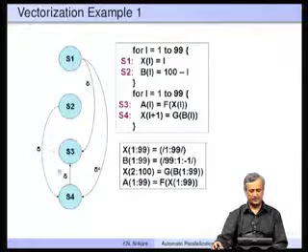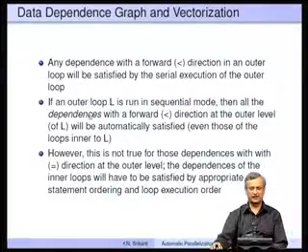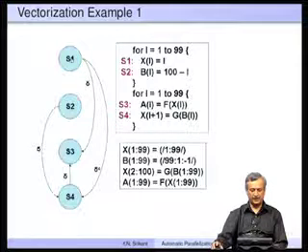Now it is easy to see that this particular graph is acyclic, there are no cycles in the graph. What we said is if the graph is acyclic, then vector code generation can be done using a topological sort order on the data dependence graph. If you do a topological sort order on this graph, you can vectorize S1 and then you can vectorize S2 because there is no dependence from S1 to S2. Then you vectorize S4 and finally, you vectorize S3.